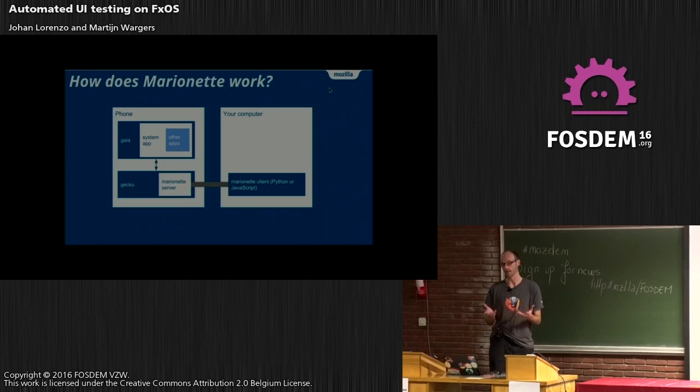This is not something that you have on your regular phone because it can be a security issue if you have something like that on your regular phone. So this is only used in engineering builds. The Marionette server is communicating with Gecko, and that is steering Gaia and the system app and all the apps that are on your phone.